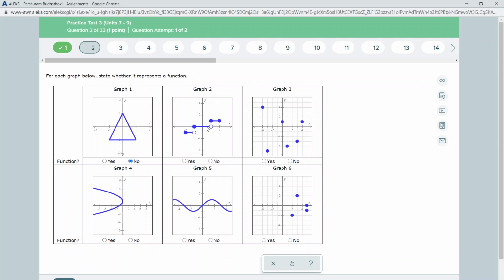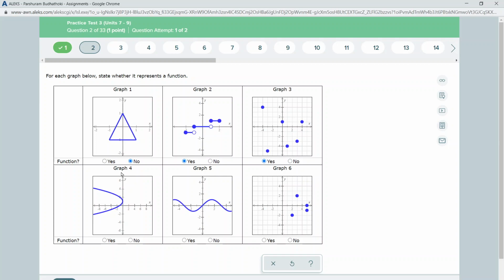For the second one, no vertical line will cross this graph at more than 1 point. The only thing you need to pay attention to is here. This is an open circle and this is a closed circle, so they are not on the same vertical line, because open means there is nothing. Similarly here, and the rest is separate, so this is a function. For this one, there are no 2 points on the same vertical line, so this is a function, yes.